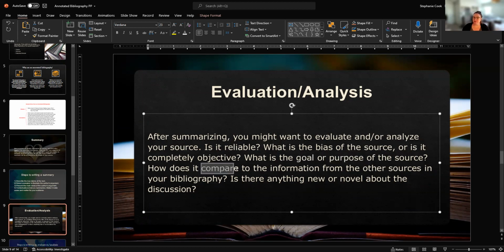How might some of this information compare to other articles? So you could do a little bit of, some author said this, but now this author is saying this, and do a comparison in your evaluation section. Is there anything new or novel? So if you've read 3 papers that say the same thing, and all of a sudden your 4th paper is saying something totally out there, talk about that in your evaluation. How is that different than the other stuff you've just read?